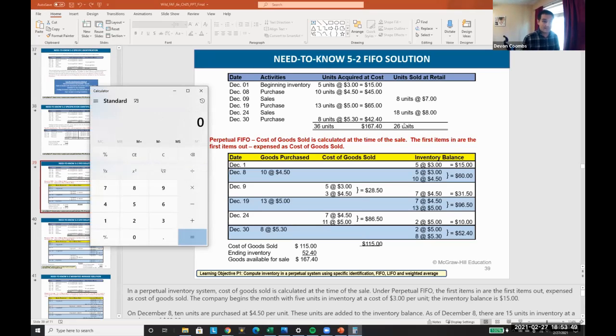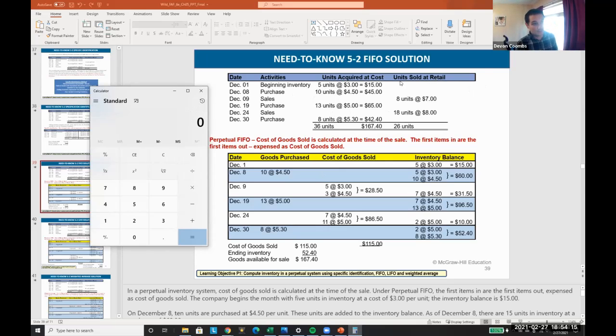We sold 26 units. So those 26 units are going to be from the first units bought, right? So we know that we're going to have the 5 at $3. We have 36 units total, right? So there's 2 ways to look at this. We either can look at what's the leftover value of the last 10 units, or we can look at the cost of the first 26 units.